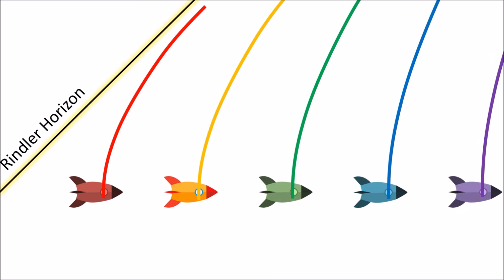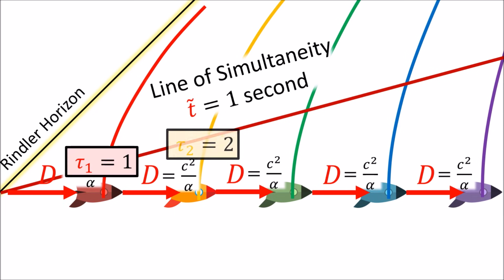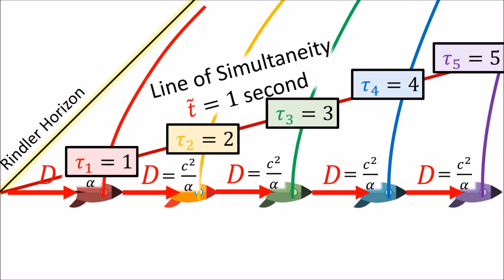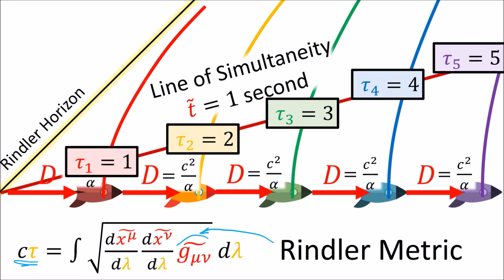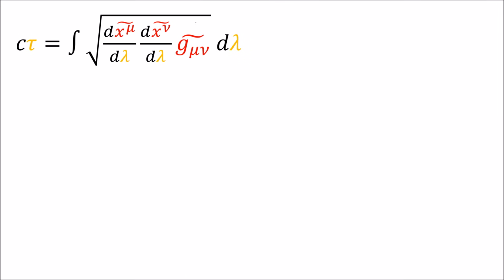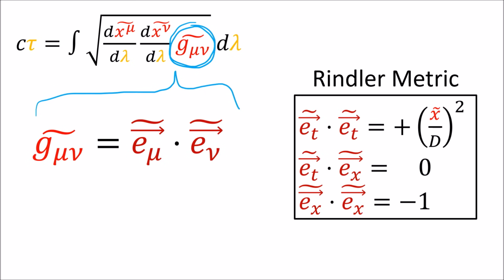If you recall, when we looked at a collection of accelerating spaceships, all separated by a constant proper distance of d from each other, the clocks on each spaceship would tick at different rates. Spaceships farther from the origin would have clocks that ticked faster. We were able to calculate the proper times of each ship using the Rindler metric from Relativity 105D. The Rindler metric is just the dot products of the basis vectors in Rindler coordinates, and this helped us measure proper times along curves in the Rindler coordinates.